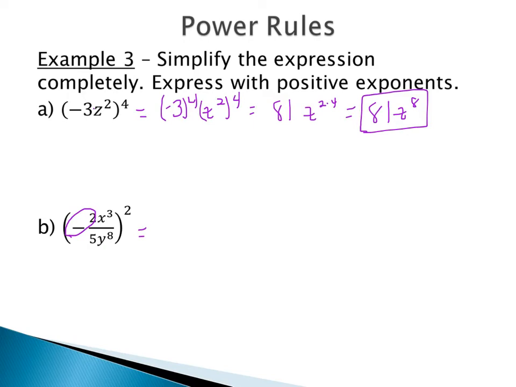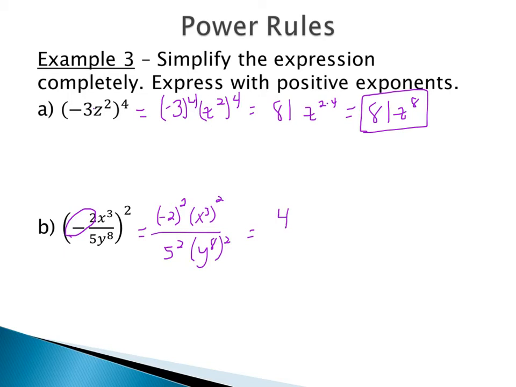So I am going to look at this as negative 2, then bring in the exponent squared. Then we have x to the third squared. The denominator then would stay 5, so I have 5 squared, and then y to the 8th squared. So negative 2 squared, we can actually work that out. It's just going to be 4.